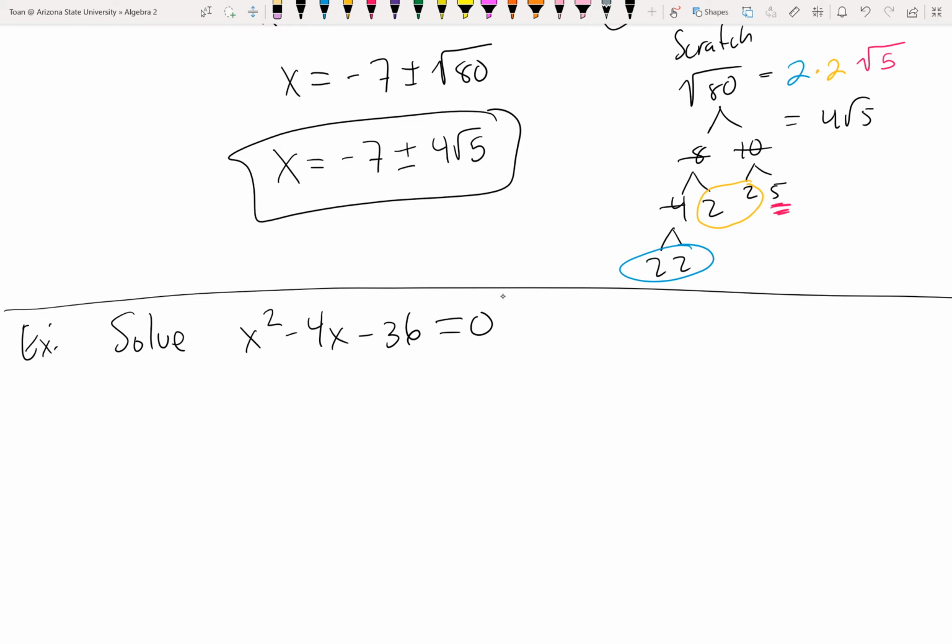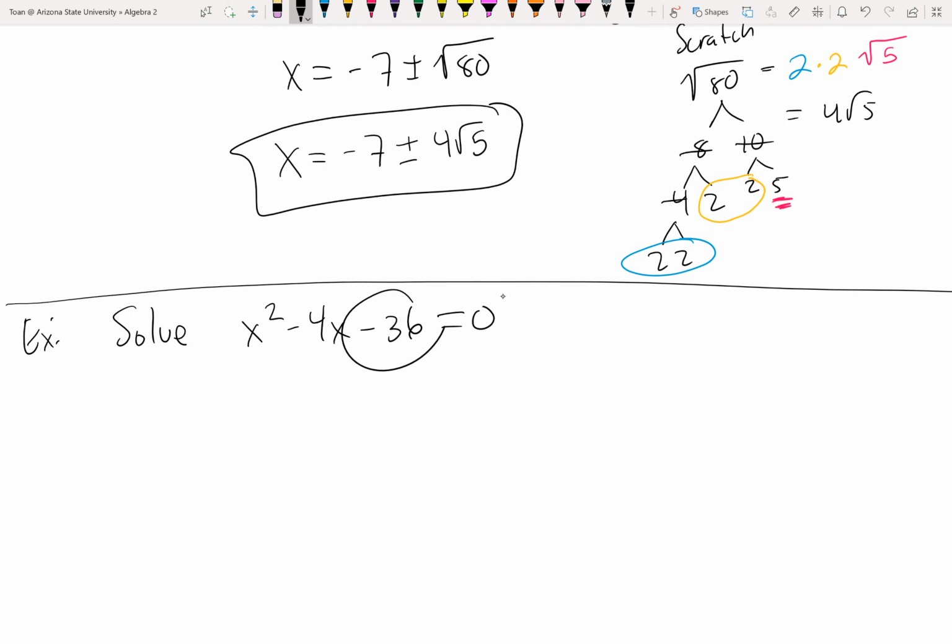I know it's easiest because look, the leading coefficient is 1, and the middle number is even. So let's complete the square. We want to get rid of this number and make room, so I'm going to add the 36 over. That leaves a gap here, and I need to add something into the spot here.